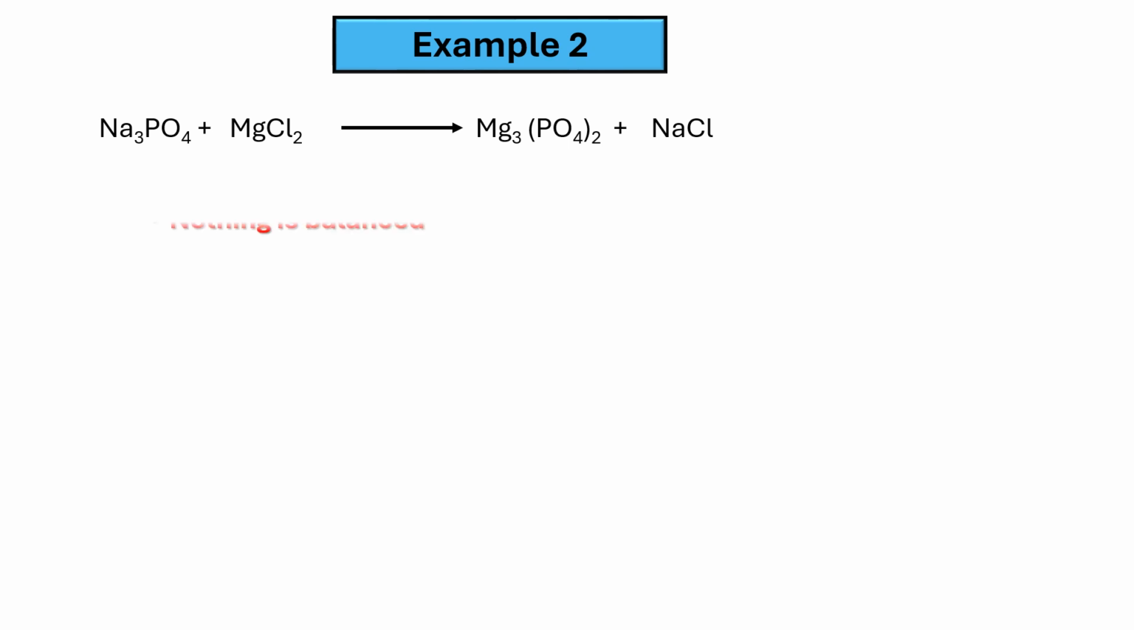Example number 2. We have sodium phosphate reacting with magnesium chloride to give magnesium phosphate plus sodium chloride. Nothing is balanced so far.